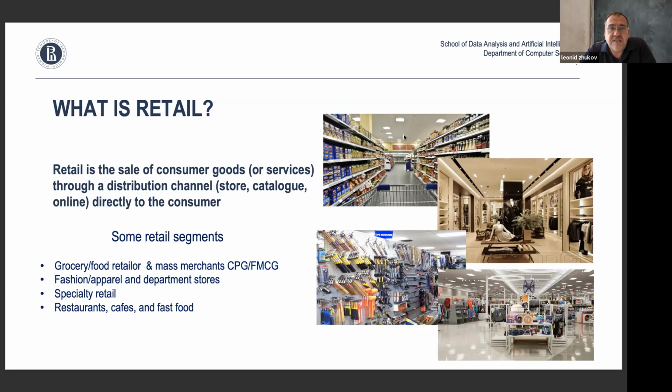And of course, there are multiple types of retail stores, but typically they're classified in several segments. One segment is usually called CPG, FMCG. It's grocery, it's food retailers, and all kinds of mass merchants like Ashan in Russia. Then there are sometimes the fashion apparel department stores. There are specialty retailers, that's usually what we have in the malls, and of course restaurants, cafes, all kinds of fast food.